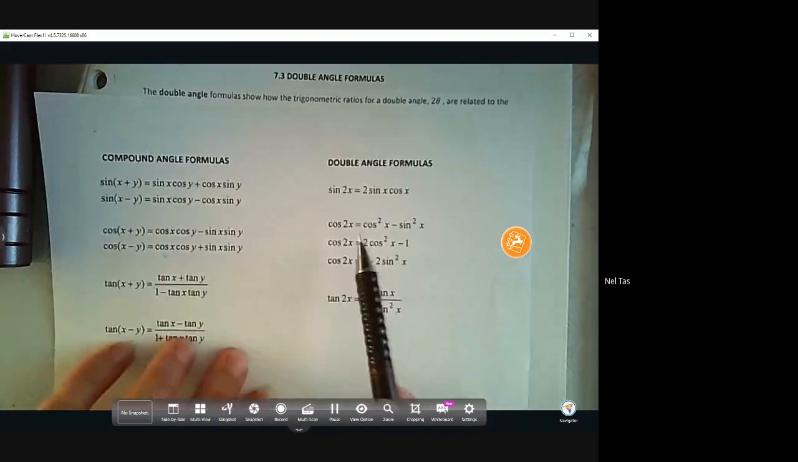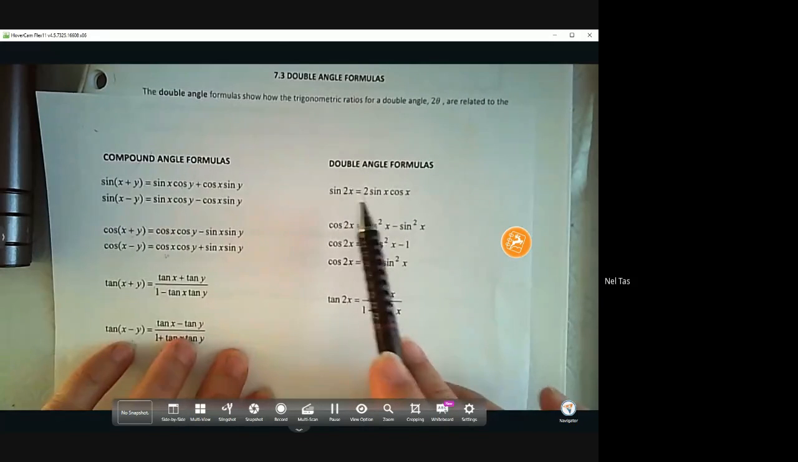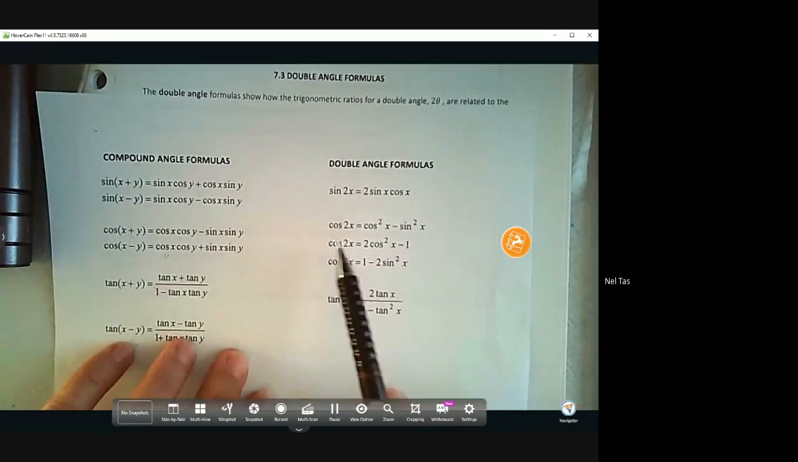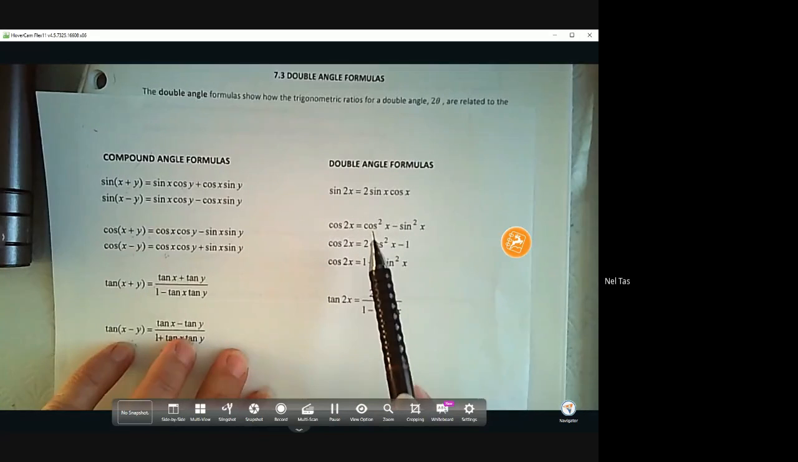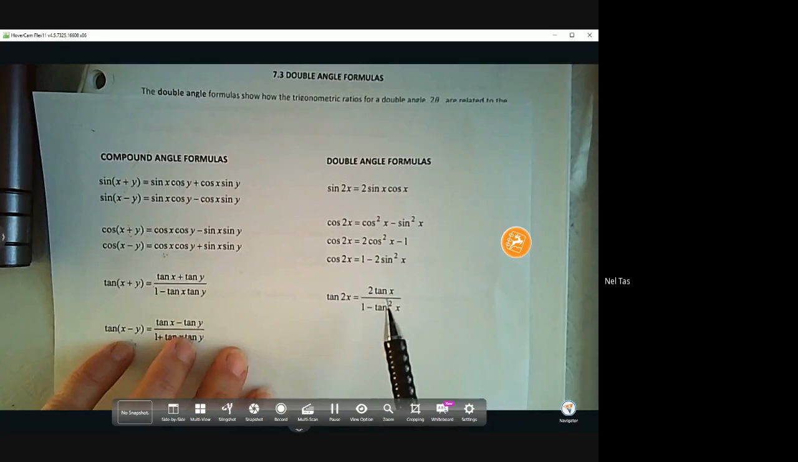So we have some formulas here. For sine 2x, we have 2 sine x cos x. For cos 2x, actually we have three different formulas. One is cos square x minus sine square x. The other one is 2 cos square x minus 1. And the other one is 1 minus 2 sine square x. For tangent 2x, we have one formula, 2 tan x over 1 minus tan square x.